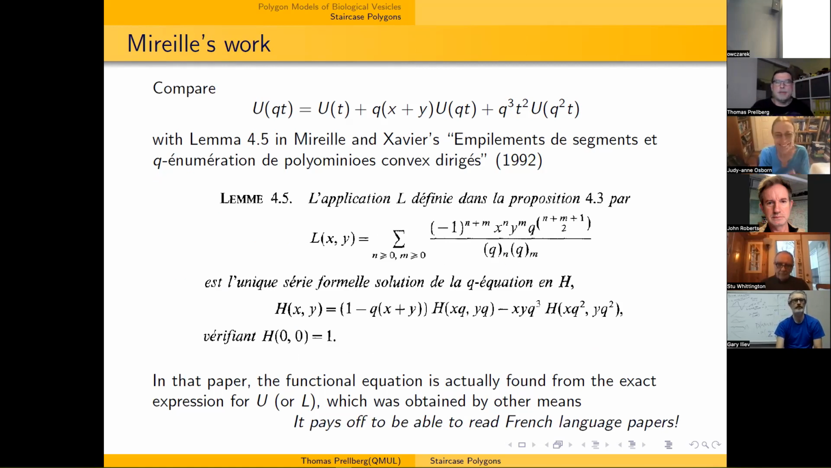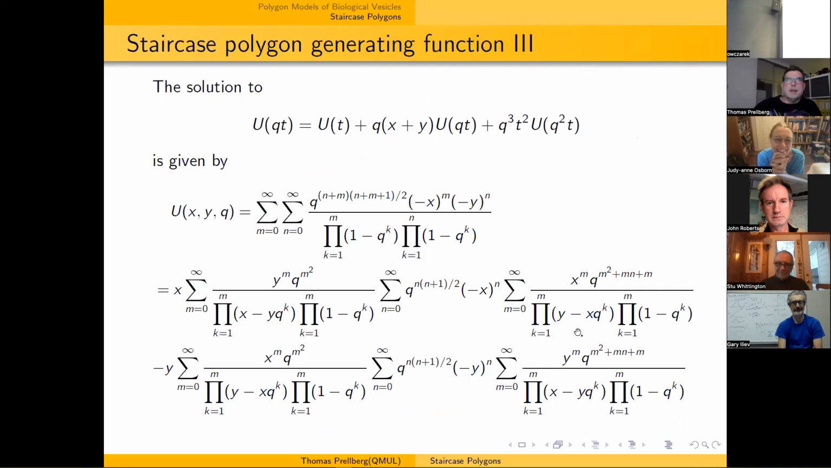But the other thing is it pays off to be able to read French language papers. Mireille was mentioning at the beginning she had issues with English when she started off. I had and still have issues with French, so there was a certain language barrier to get past as well, looking at these things. These days I feel like I understand her papers quite well, but back then I guess I didn't. So to put it all together, the solution to this equation is given by either this or that, and I can confirm that these two expressions here, connected by the equal sign, are in fact both correct and identical. I just don't have the appetite for showing that explicitly.